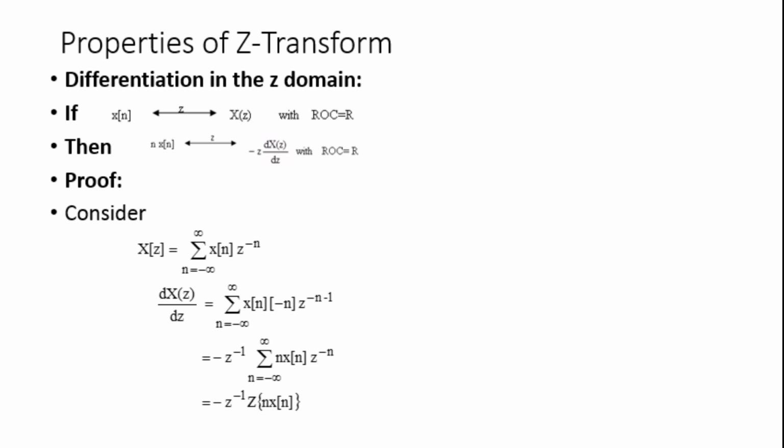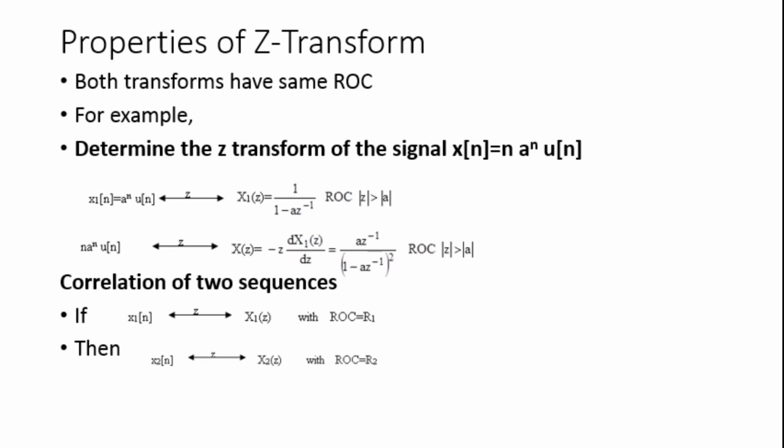The proof for this: consider X(z) equal to the summation from n equals minus infinity to infinity of x(n) z^-n. Then the differentiation of X(z), that is dX(z)/dz, is equal to the summation of x(n) times -n z^(-n-1), which is equal to -z^-1 times the summation of n x(n) z^-n, which is equal to -z^-1 times the z transform of n x(n). Both transforms have the same ROC.